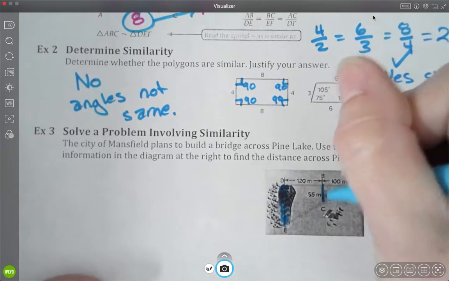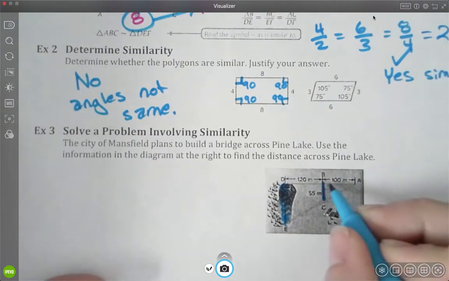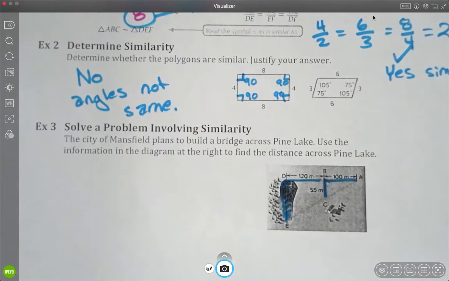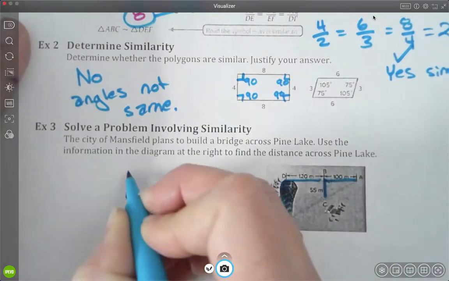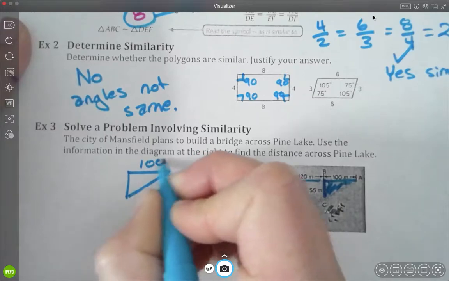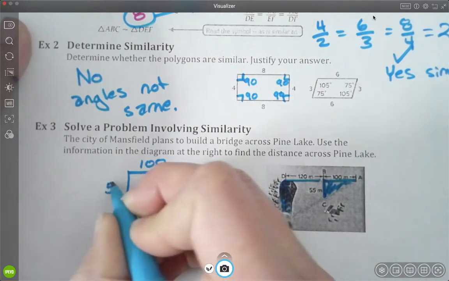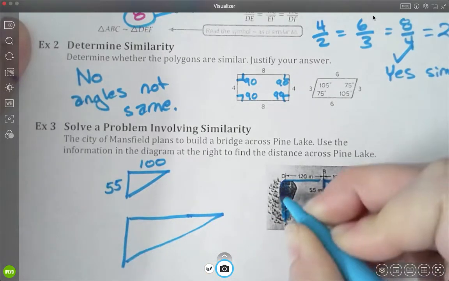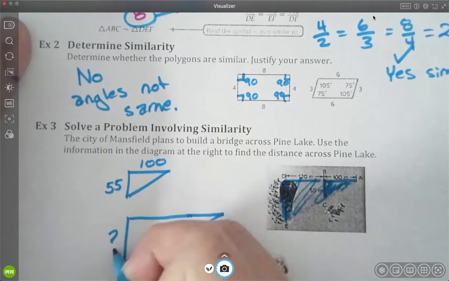Okay, so we have this guy going on right here, and that's 55. This is 100. This is 120. So we have to use similar figures of some sort. Right? You see this little tiny triangle right here? This little tiny one. That is 100, and what's the side? 55. Then we have the big old fat triangle, which is all the way through here, and this is what we're trying to find, right?